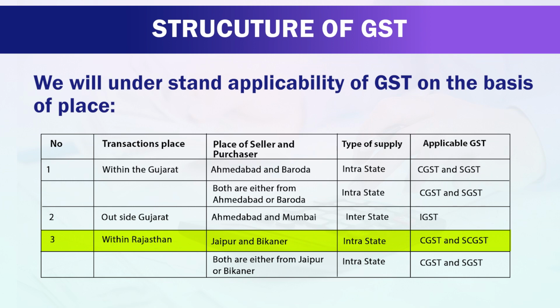Transactions are within Rajasthan. Seller and purchaser are from Jaipur and Bikaner. So, both are from the same state, automatically an intrastate transaction. So, CGST and SGST are applicable.